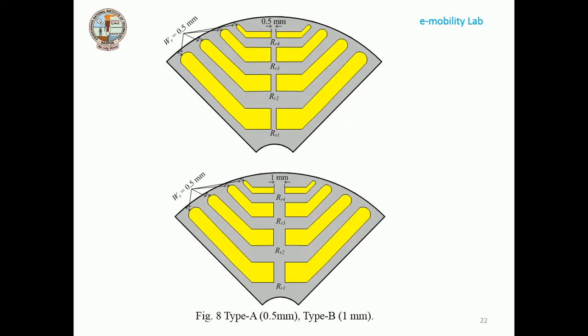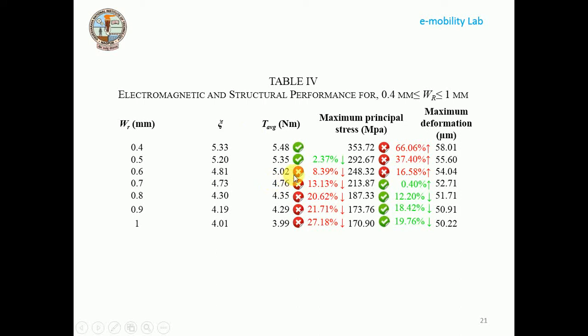Now, what is the idea? The idea is that we should have some extra support in the rotor. Apart from this, we have chosen 0.5 mm, where the torque decreases by only 0.2%, but we are not satisfying this value, 292. To satisfy this, we should have some more support.